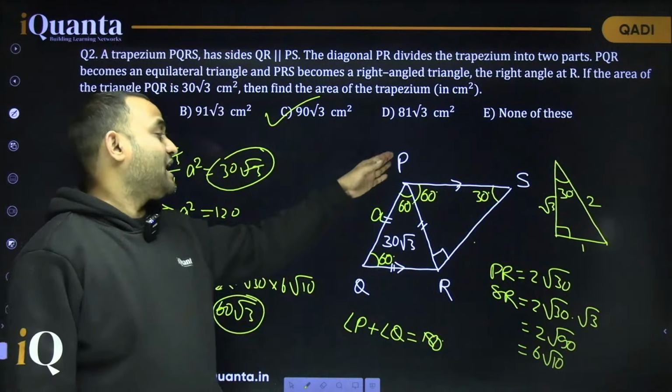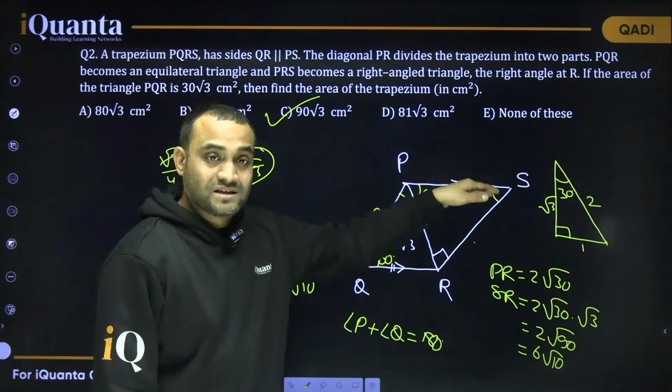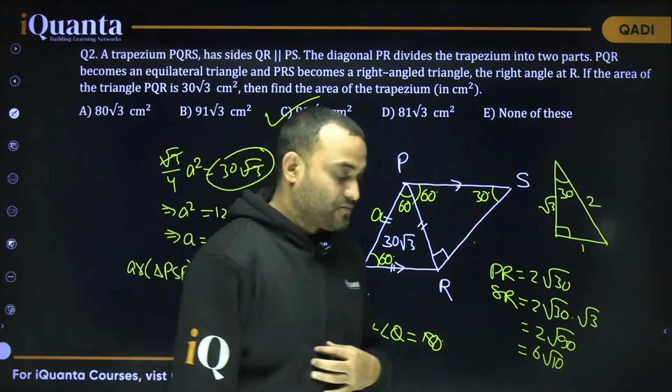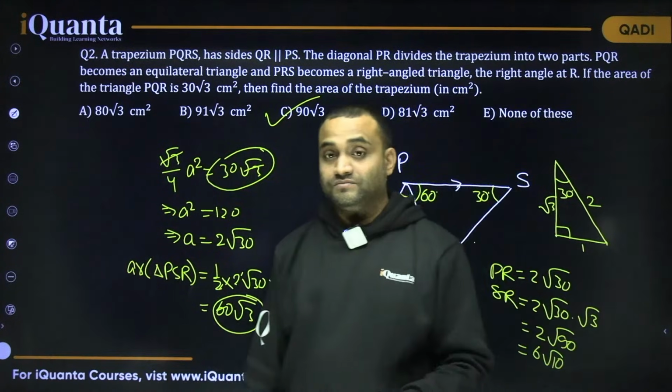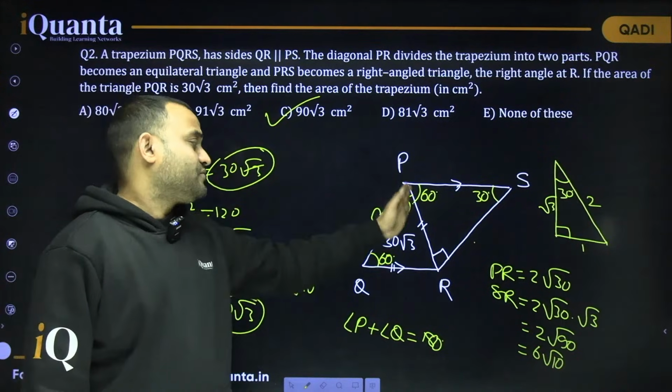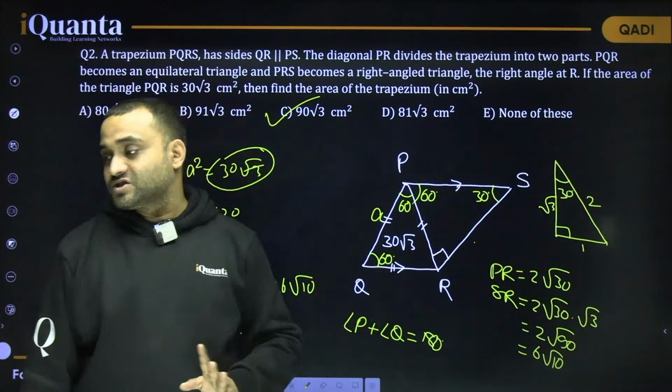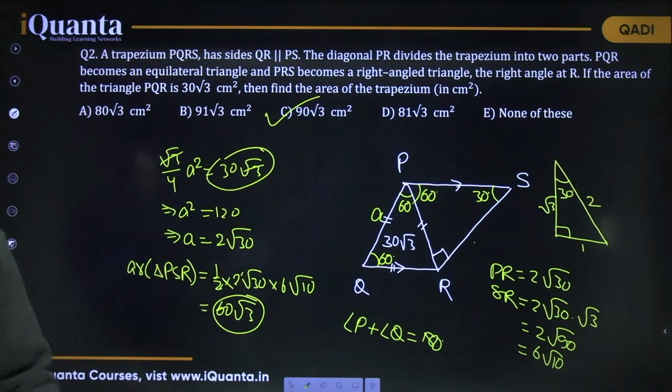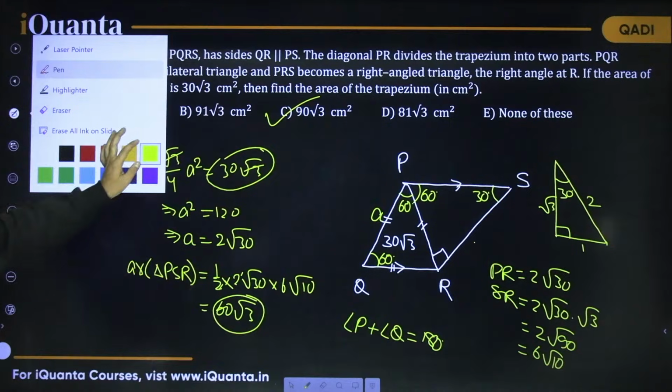You can also find the height of this and you can find this length and use the formula of finding the area of trapezium. But that is not necessary. You already find this area, it's given. You can find this side, find the area of this triangle, and this is easily done. So 90 root 3. Okay.